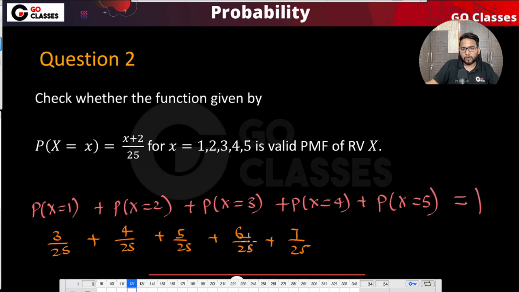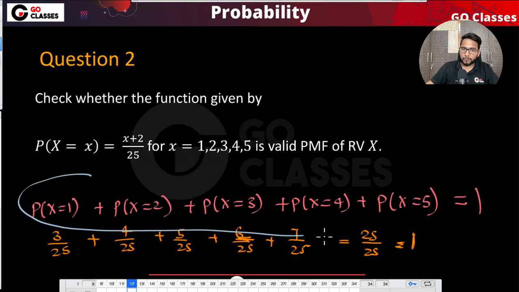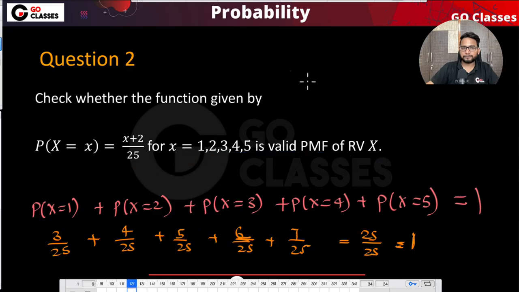So if you sum all of this, then you will see that it is 25 by 25, which is just 1. 7 plus 6 is 13, plus 5 is 18, plus 4 is 22, plus 3 is 25. So this is 25 by 25, which is just 1. I hope that is fine to everyone. So what we are doing here is basically summing up all the probabilities, and then this is coming out to be 1.